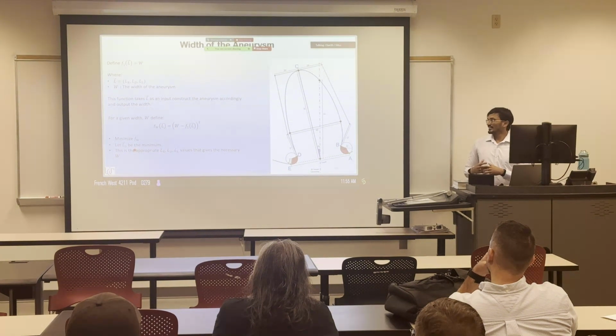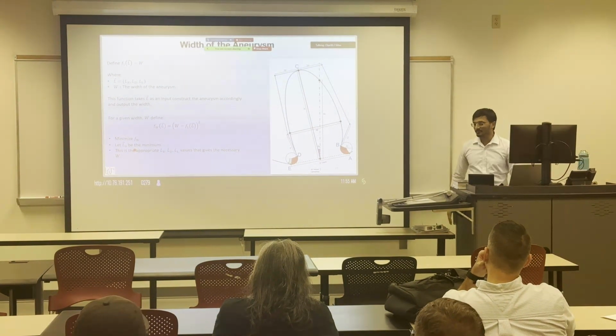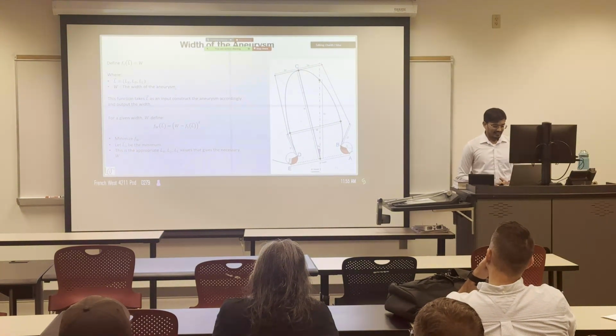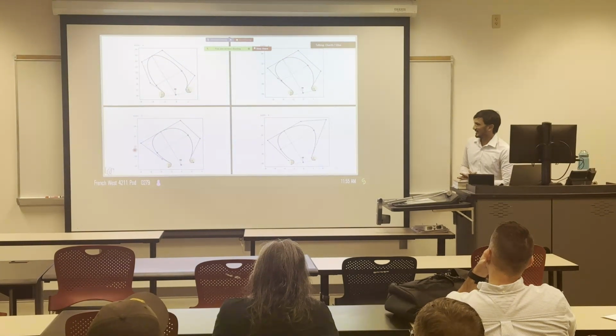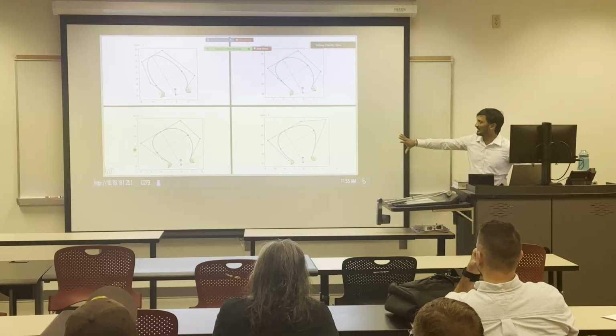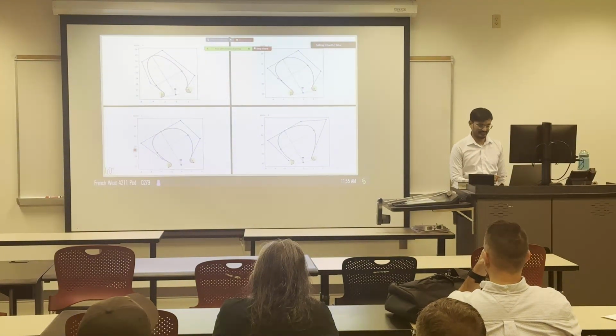So now we have the entire structure. We can construct this aneurysm shape for a given width and with a given height. So these are some examples of different types of widths, and everything else is constant. I have changed the width, and you can see that there's a clear difference between the pictures.